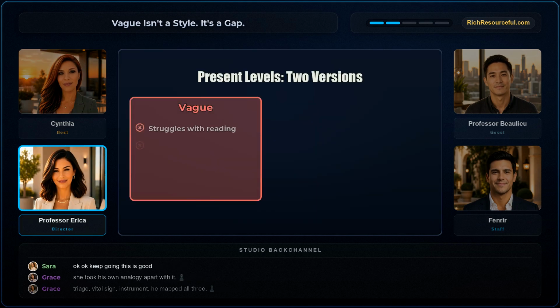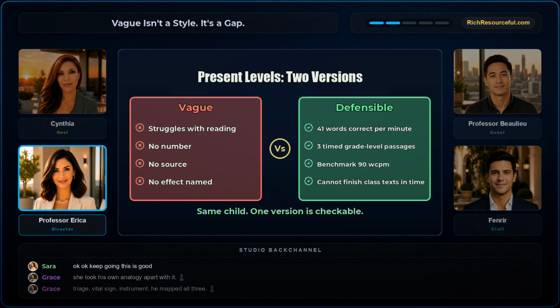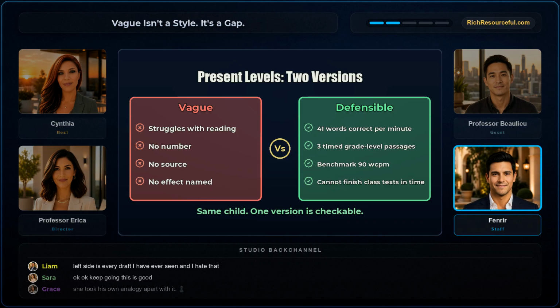Maria struggles with reading. That's the whole left side. No number, no source, no effect named. Now the right side. 41 words correct per minute. 3 timed grade level passages. Benchmark of 90. So she can't finish class text in the time given. Same child. One version is checkable.